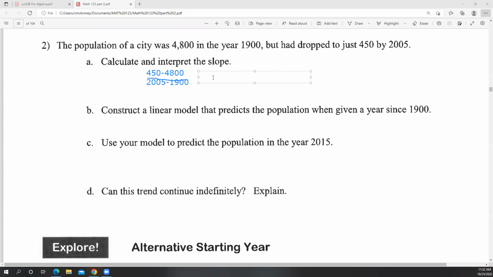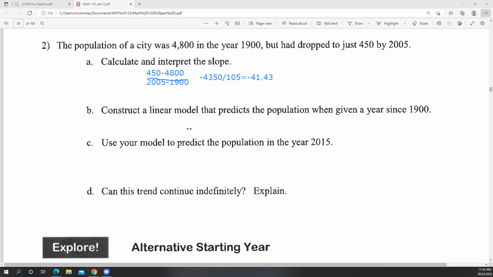So I have negative, which makes sense because we know it's decreasing, 4,350 divided by 105. When we're making a graph, we usually leave it in fraction form, but we're going to use a decimal for these because we're plugging in, and that's going to be easier. So it's like negative 41.43. So that's my slope.